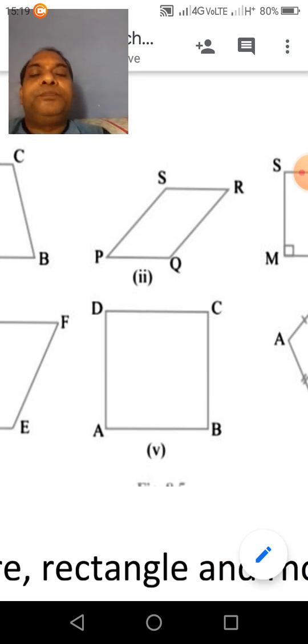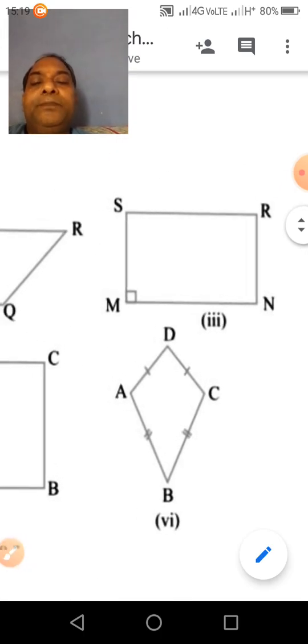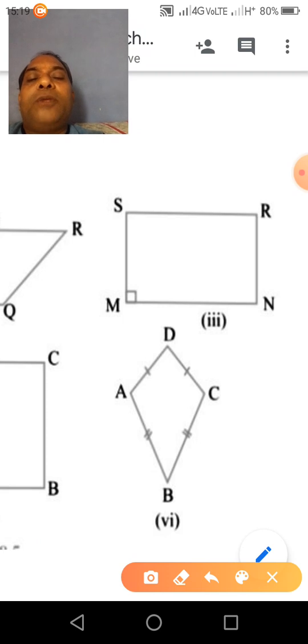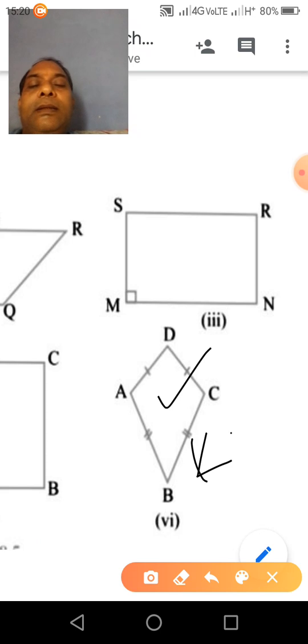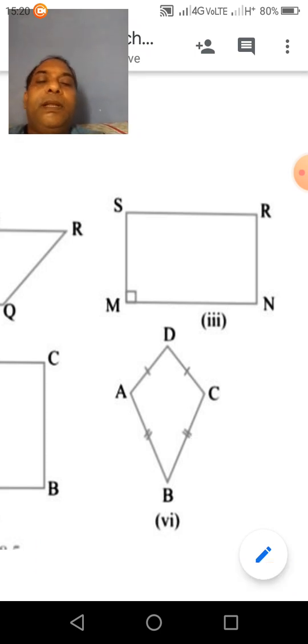Clear? Now, in case of kite, a pair of sides are equal. So ABCD is the example of kite. Clear?